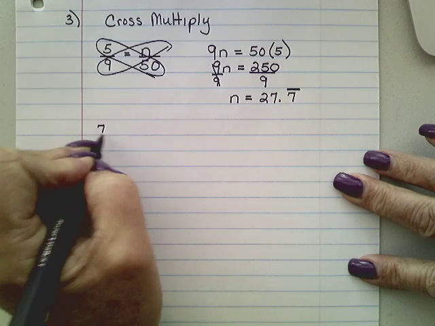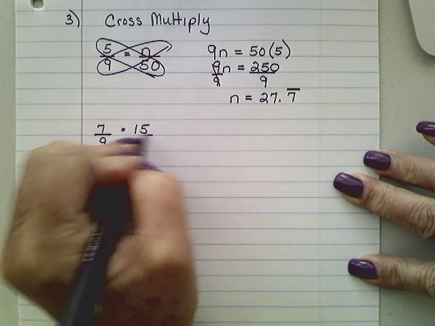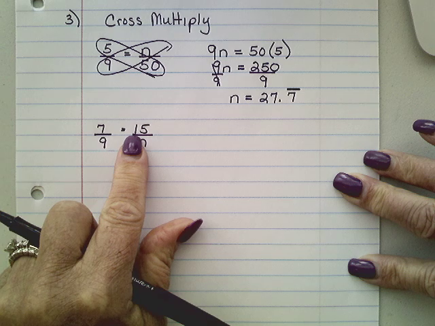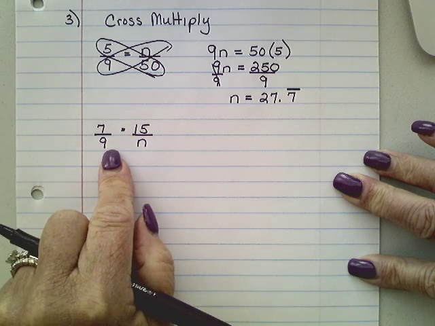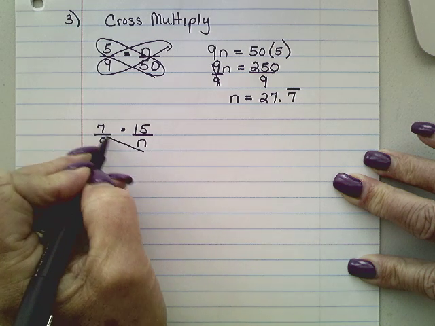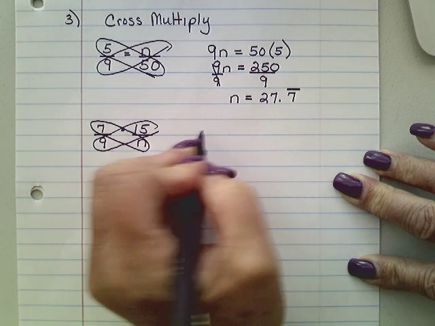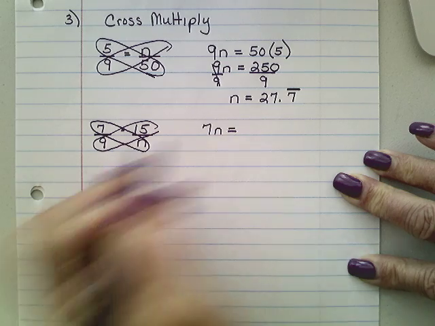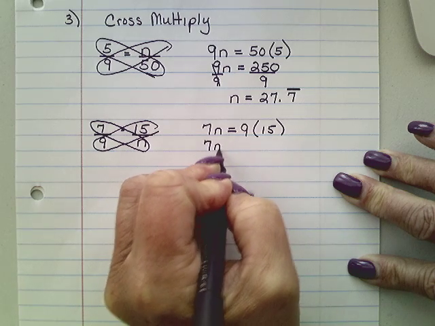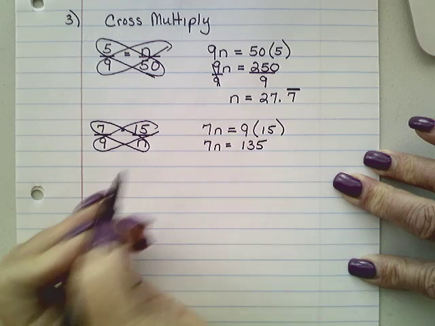So let's do 7 over 9 is equal to 15 over n. Now once again, I cannot go with a whole number from 7 to 15. And I cannot simplify 7 over 9. So those first two strategies aren't going to work. So now we need to do our cross multiplying. I like to put my variable first. So I would do 7n is equal to 9 times 15. 7n equals 135.